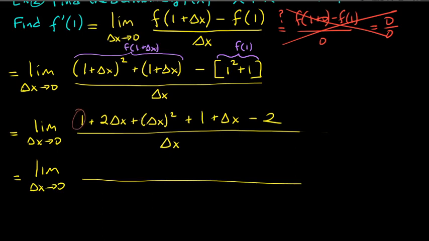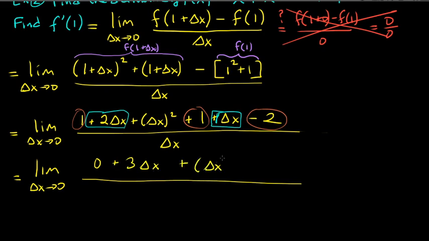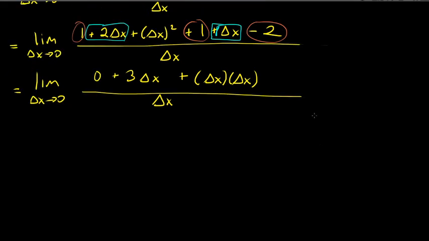We have 1 plus 1 is 2, and 2 minus 2 is 0. So the numbers all just add up to 0. What else do we have? Well, we have 2 delta x plus 1 delta x, there's an invisible 1 here, is 3 delta x. Plus delta x times delta x, which is just delta x squared, all over delta x. So just simplifying the numerator a little bit, and that looks a little bit better.